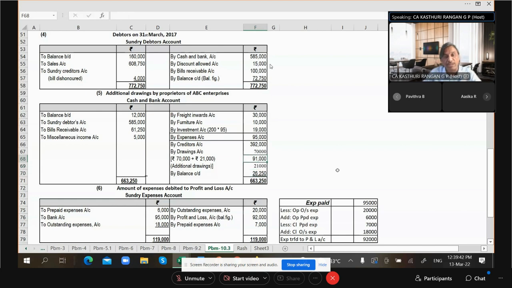So you don't put 91, you will be confused. You can put it like this also. So actual drawing given in the problem is 70. Additional drawing is 21. Okay. It is a balancing figure, additional drawings. This is a balancing figure. So you write here, balancing figure. Now you will understand. Correct? Okay, sir. Thank you.